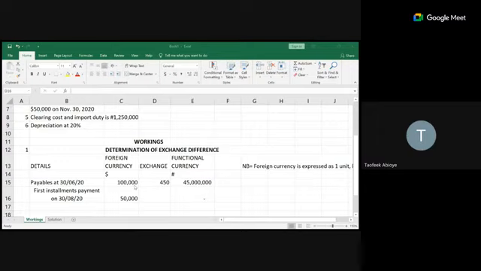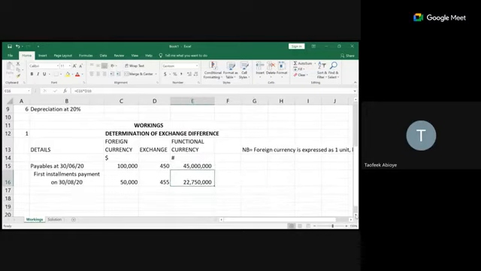Because I know some people will be disturbing us now, that's why I don't want to unmute everybody. So it's 455, right? I've used the Excel formula here. So this is the payment we made on first installment.